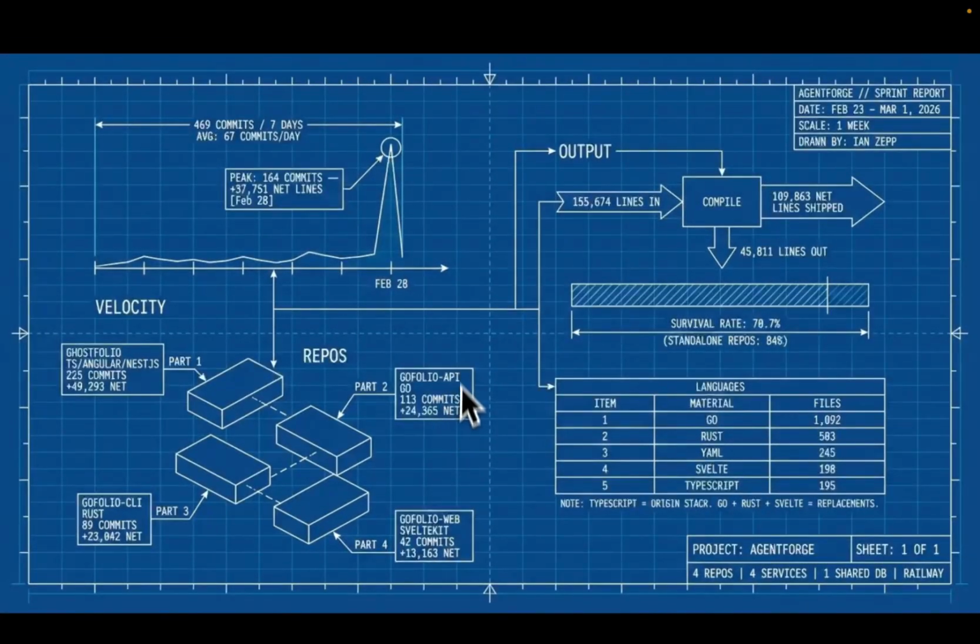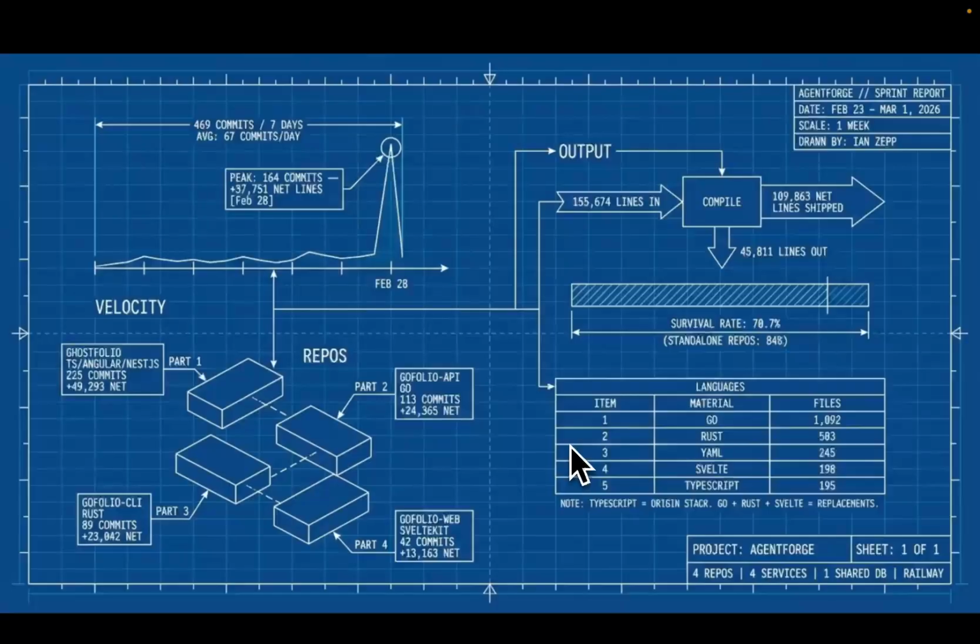Finally, moving on to stats, we had a significant number of commits, 469 over 7 days, which is 67 a day. That's not terrible. There were a lot of commits in Ghostfolio, but many of these ended up moving to the other 3 repos that were created. API ended with about 25,000 lines. Web was 13,000, and the CLI tool was 24,000.